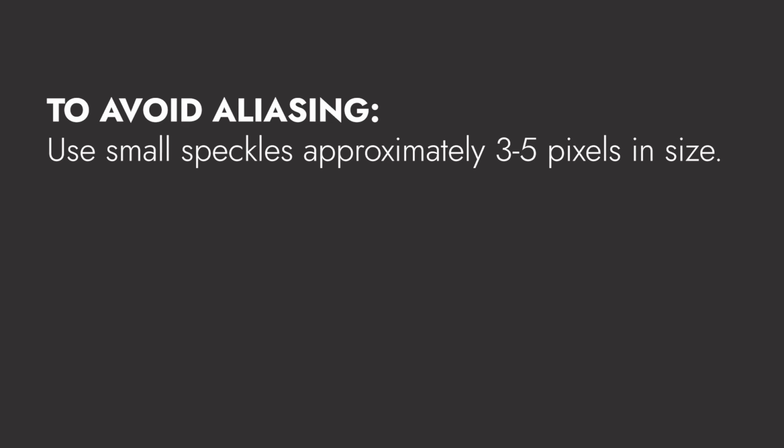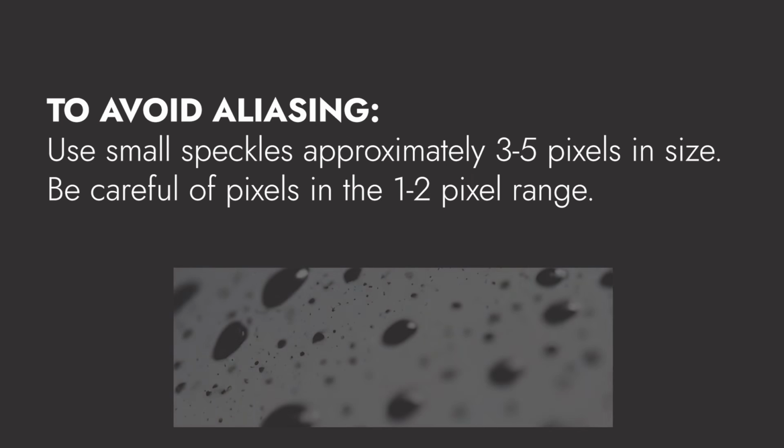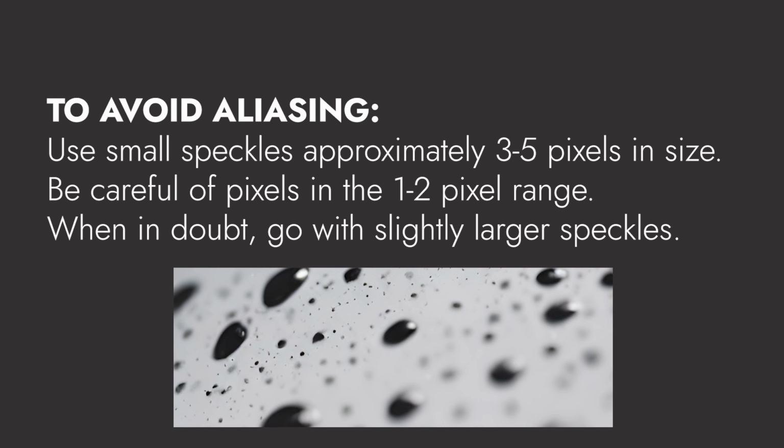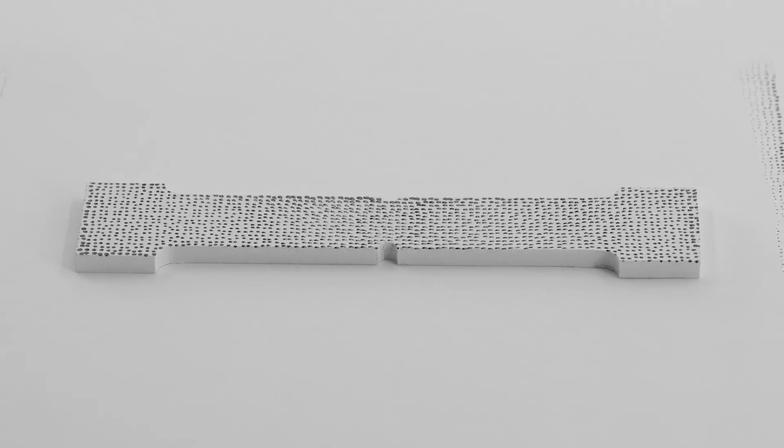To avoid the risk of aliasing while still maximizing spatial resolution, we try to apply speckles that are 3 to 5 pixels in size. However, in doing so, we often end up with some of the speckles falling in the 1 to 2 pixel range, especially when using application methods that are harder to control. For this reason, we suggest aiming slightly larger when in doubt. Speckles should be visible as distinct features as opposed to random black and white noise.